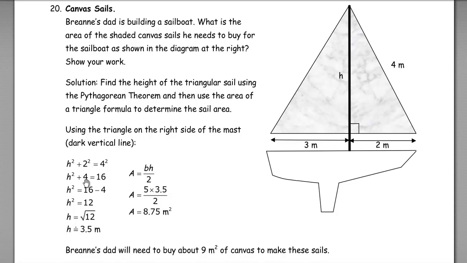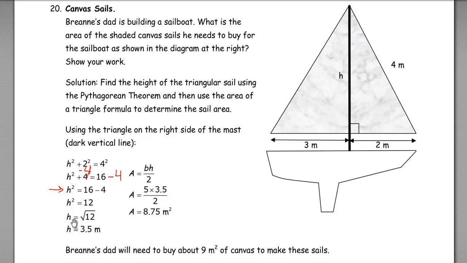2 squared, or 2 times 2, is 4. 4 squared, or 4 times 4, is 16. Now I want to isolate the h squared, so I'm going to bring the 4 over and subtract it from the 16, or you can think of it like this. We could subtract 4 from both sides, like that. And so those add to 0. That's why this is just an h squared on the left here now. And so 16 minus 4 would be 12. So h squared equals 12.